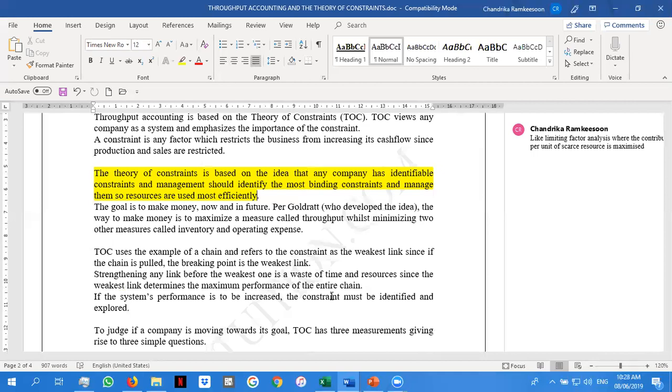If team member 5 is unable to do that, then the team, in communication with management, may be forced to remove team member 5 from it and replace him with someone else, because the project is being held back. Now, this is exactly what the theory of constraints is about. Because in the example with the chain, if the chain is pulled, the breaking point is the weakest link. So trying to strengthen any other link before trying to do something about the weak link makes no sense at all. The chain will still break.